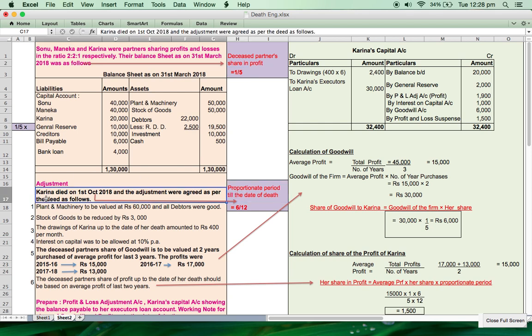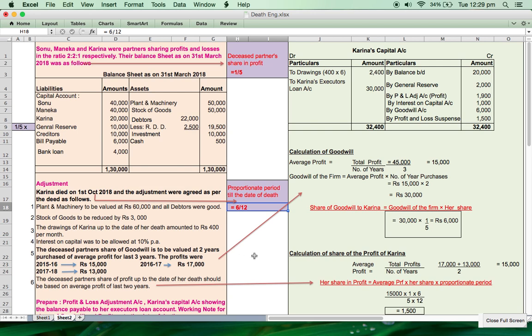Then let's see the proportionate period. She died on 1st of October, so the period till the date of death would be from 1st April till 1st of October, that is 6 months. So the proportionate period will be 6/12.